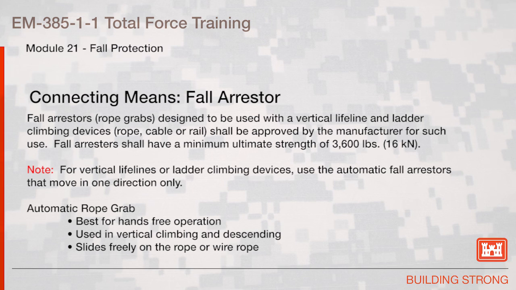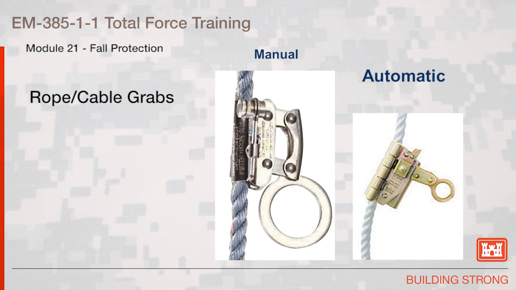Automatic rope grab. Best for hands-free operation, used in vertical climbing and descending. Slides freely on the rope or the wire rope. Rope or cable grabs. The illustration on the left is a manual rope grab, and the illustration on the right is an automatic rope grab.